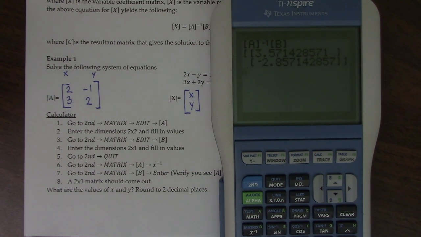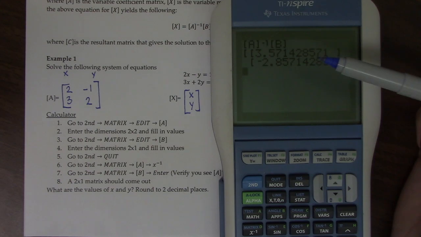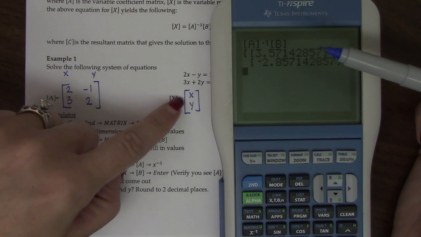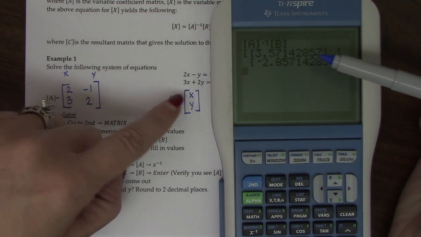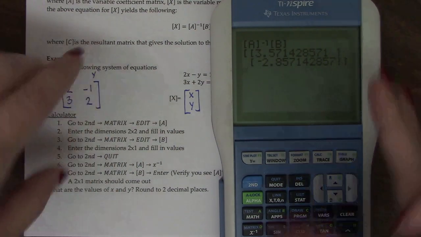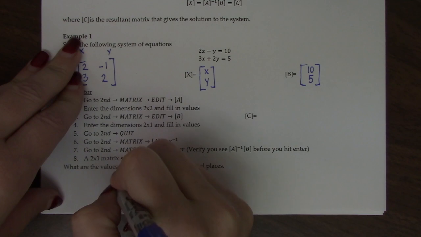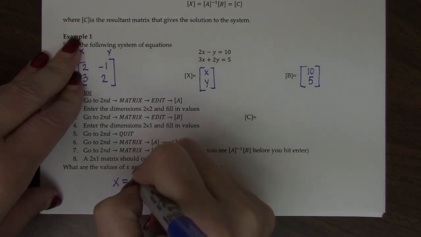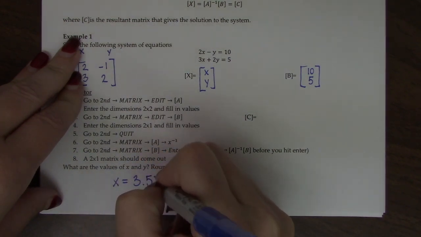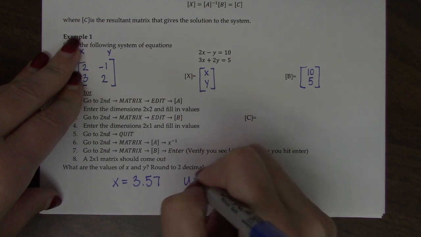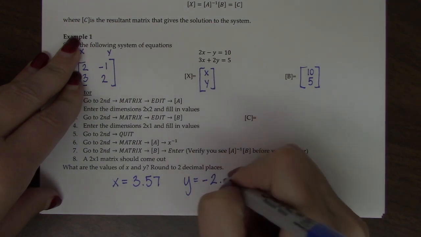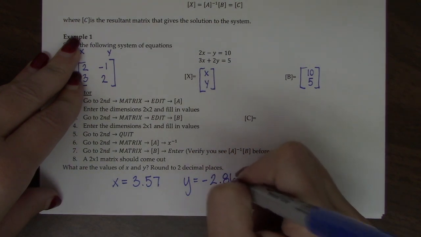Now my matrix C comes out. The way you read the solution matrix is we use the variable matrix: X is the first value, Y is the second value. I'm going to round these to 2 decimal places, and the solution is that X equals 3.57 and Y equals negative 2.86.